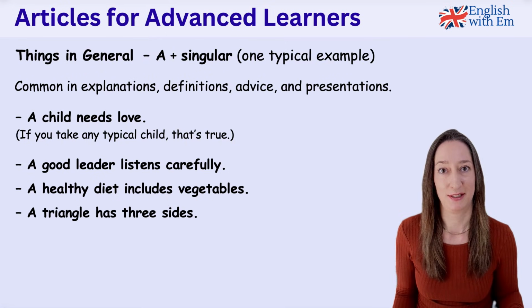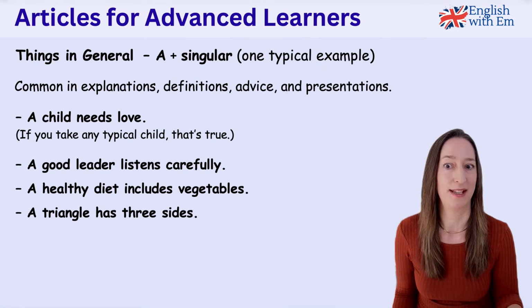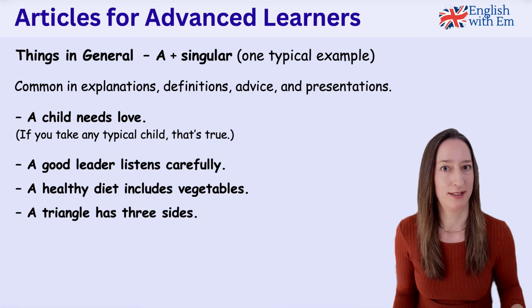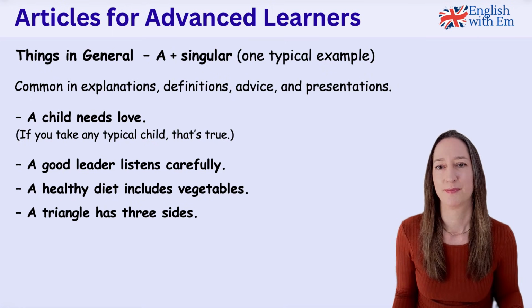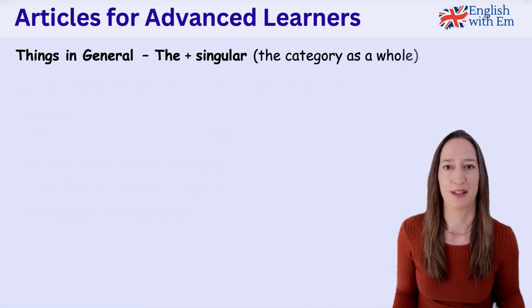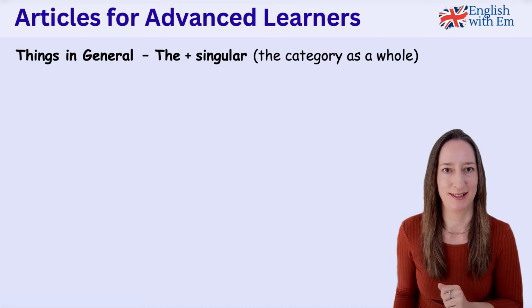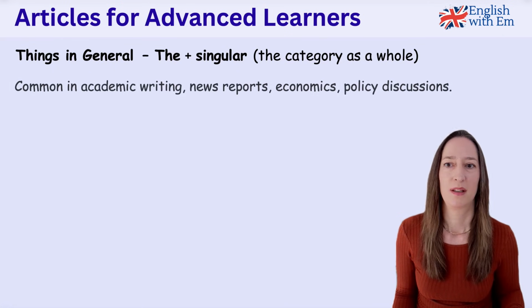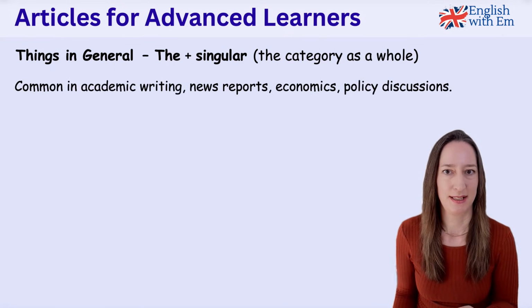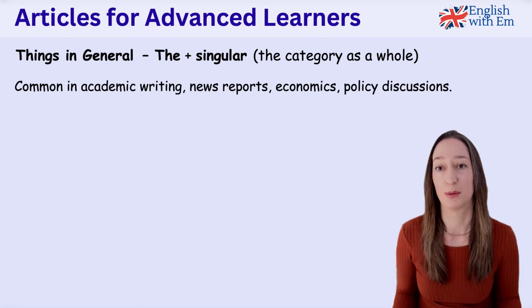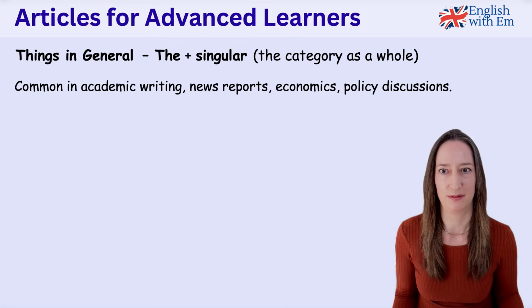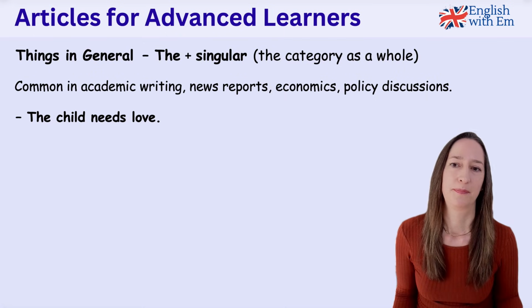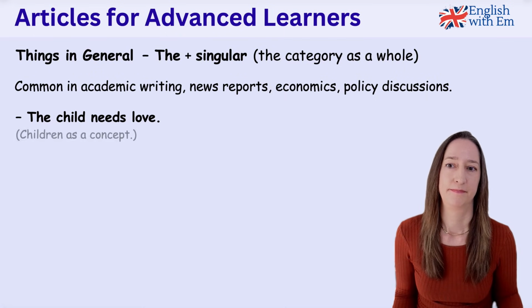A triangle has 3 sides. So again, this is an explanation or a definition. One typical example of a triangle. Now let's take a look at the plus singular, which we use when we're talking about the category as a whole. This is common in academic writing, news reports, economics, and policy discussions, so it tends to have a more formal feel to it. The child needs love.